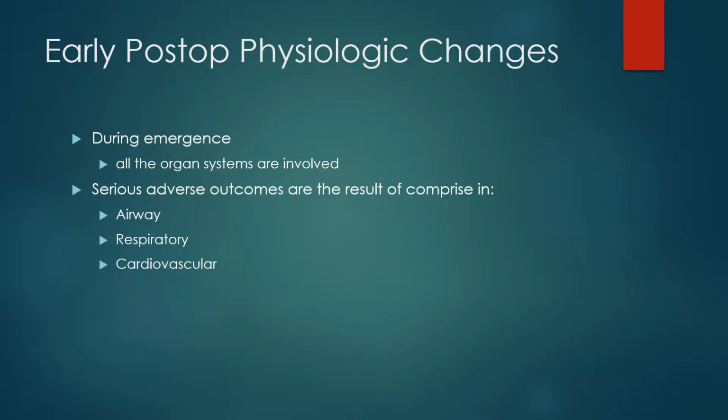Now, there are some specific PACU-related conditions that we need to pay attention to. During emergence from the anesthesia and surgery, we have to think about nausea and vomiting, the need for upper airway support, and systemic hypertension. And as you can imagine, serious outcomes are the result of airway, respiratory, or cardiovascular compromise. In the closed claim database, critical respiratory incidents make up more than half of all the PACU malpractice claims.